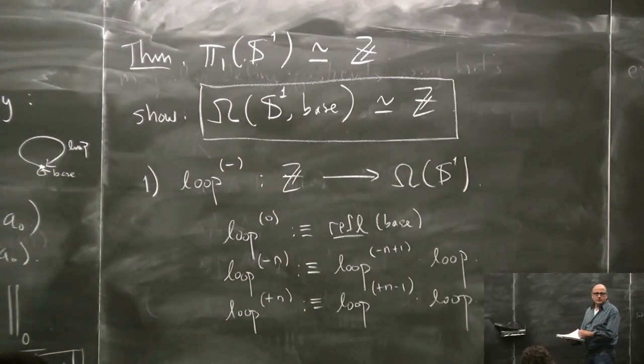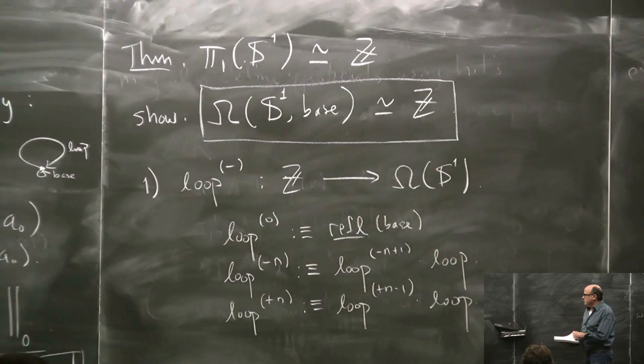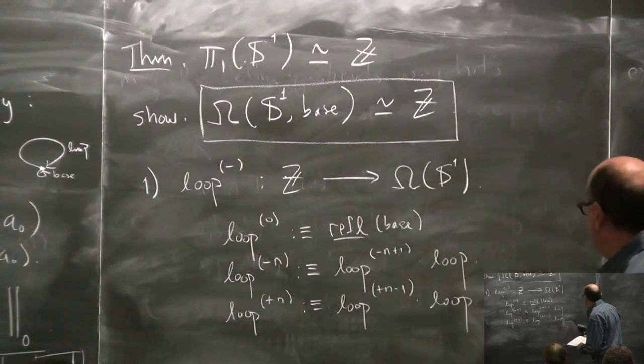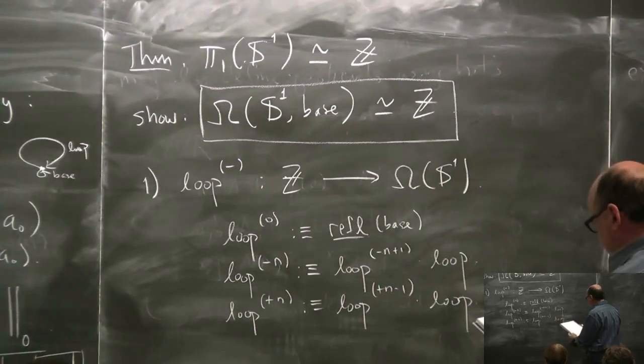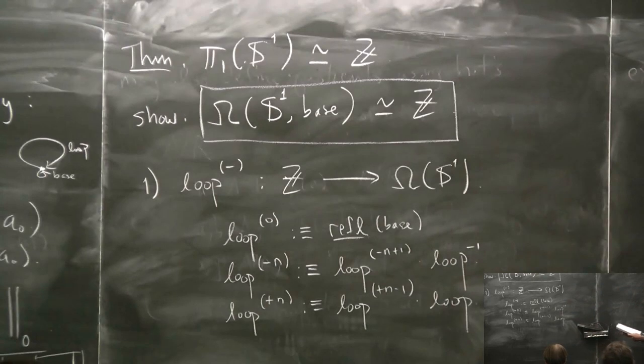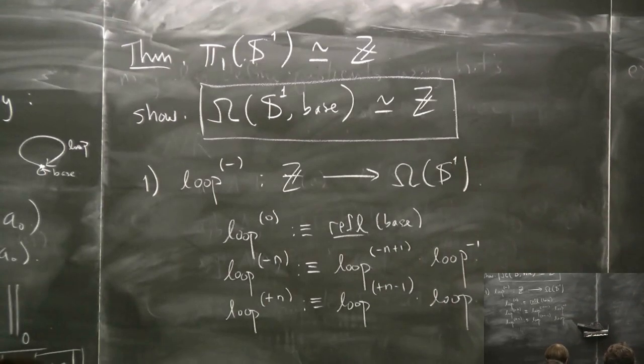Did I do it wrong? For minus n, you want loop inverse. So what did I do? You said dot loop. You probably want dot loop inverse. One of them should be inverse. Yes, you're absolutely right. This one should be inverse. Yes, you're quite right, that should be loop inverse.